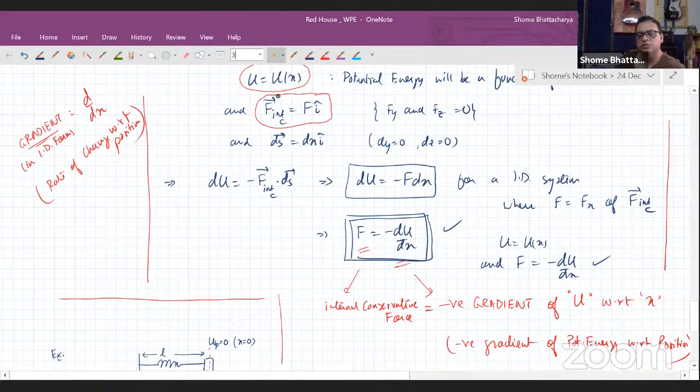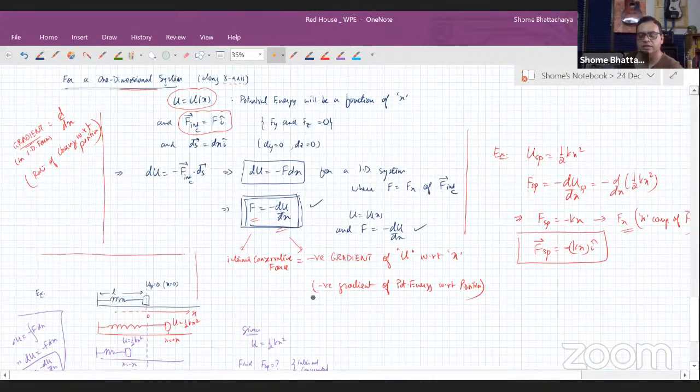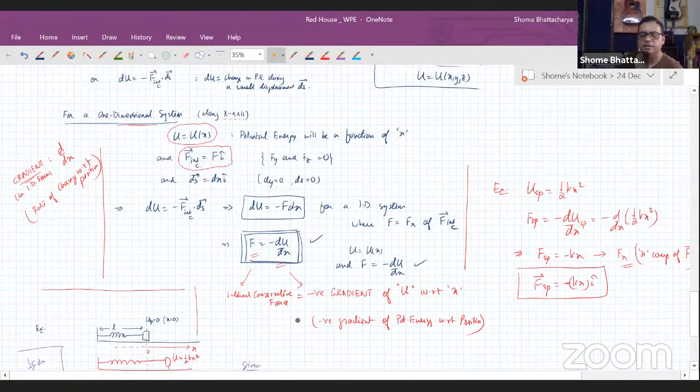You can just additionally note down this point over here. This will become more significant as we go along. So you should know this like a conceptual idea, that internal conservative force is what? It is negative gradient of potential energy. When I'm using the term gradient, I know I'm talking about rate of change or differentiation with respect to x or y or z, whatever the coordinate be, or whatever the position is given by.